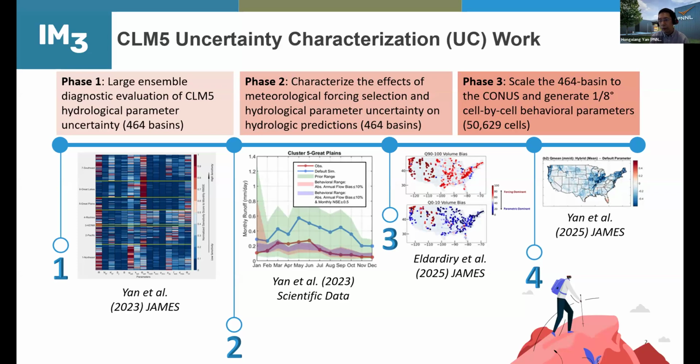In phase 2, we characterize the effects of meteorologic forcing selection and hydrologic parameter uncertainty on hydrologic prediction, so we can understand the relative importance of the selection of meteorologic forcing uncertainty compared to hydrologic parameter uncertainty. And finally, in phase 3, we scale from the basin scale to the whole CONUS scale, and we want to generate one-degree cell-by-cell behavioral parameters, so we can enhance the hydrologic prediction for CONUS. Also, I have not done direct data assimilation in this work, but I hope this UC work can help that community too.